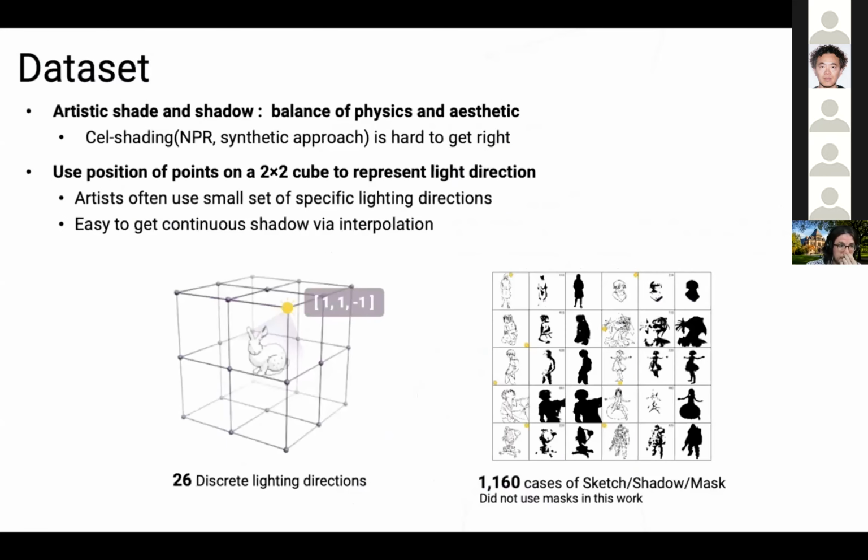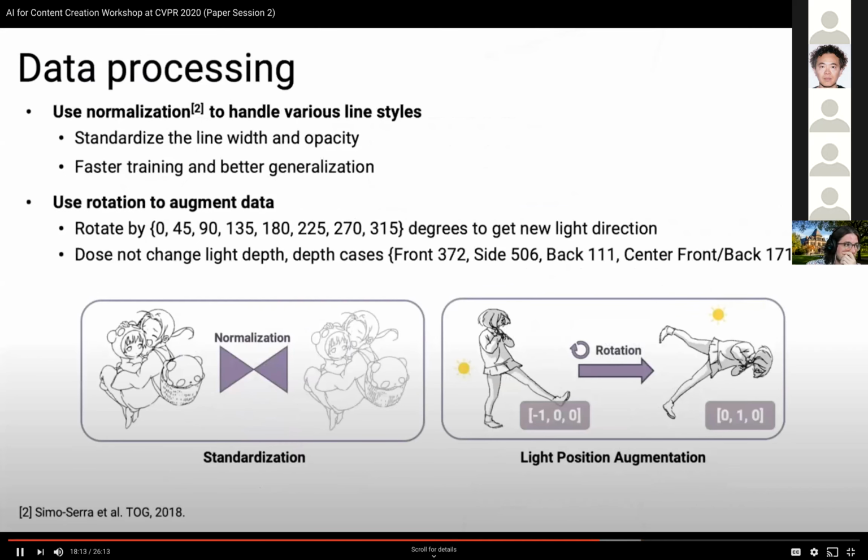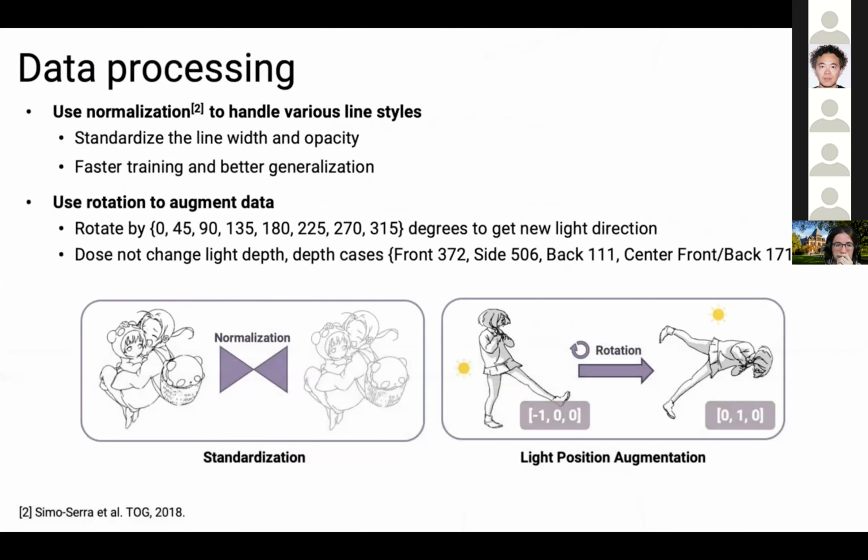We contribute a novel dataset which consists of 1,160 cases of sketch, shadow, and mask, but we didn't use masks in this work. We have 26 kinds of discrete lighting directions in this dataset. We use synthetic data to train a light pre-processing deep learning model to normalize the inputted line drawings, making them have the same line width.